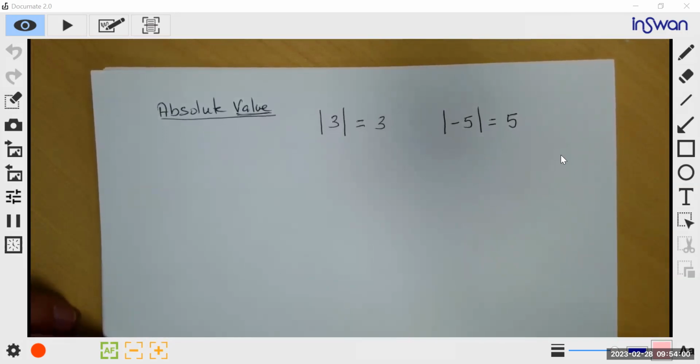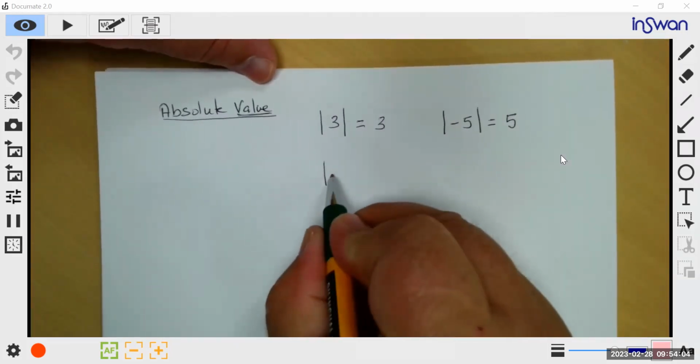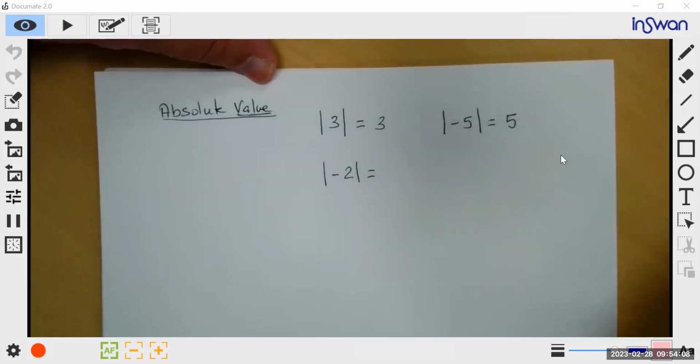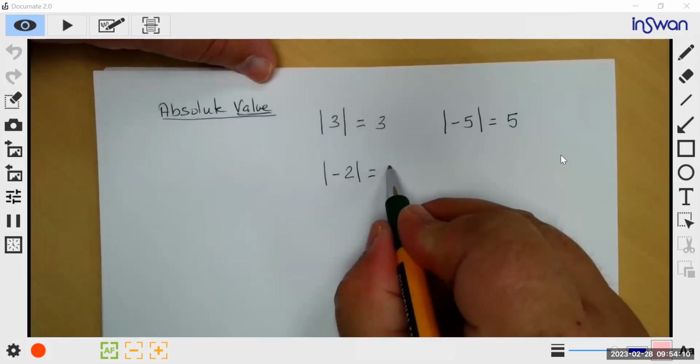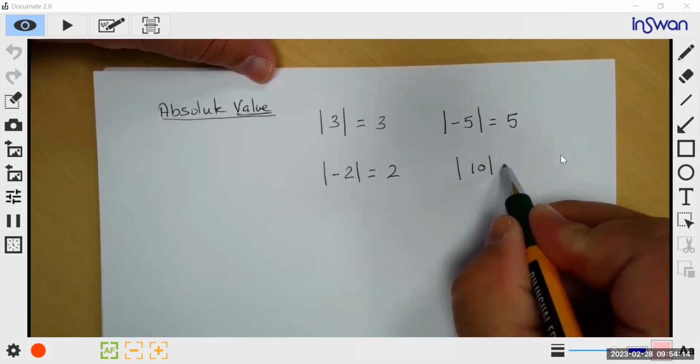+5. We'll do a couple more of these until we can see a pattern. What's the absolute value of -2? The absolute value of 10.